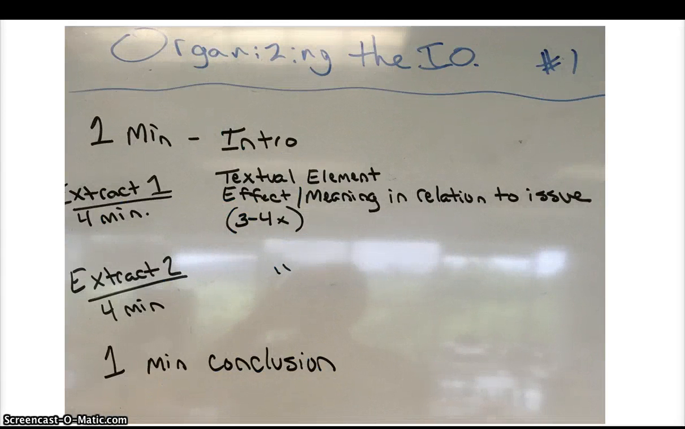This approach has an introduction, and then extract 1, it starts with focusing on a textual element, the effect and meaning in relation to the global issue. So this one is driven by literary conventions and authorial choices, and then thinks about how does it connect to the global issue. Goes to the second extract, repeats the process, then has a conclusion.